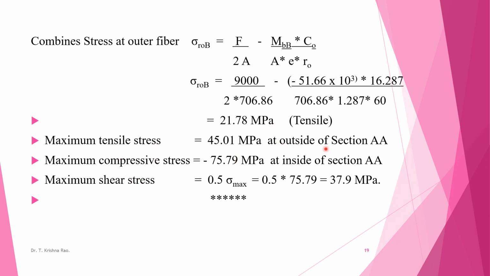Which tensile is maximum and where is it? Go back and see. The maximum tensile stress happens to be 45.01 at the outside of section AA. Maximum compressive stress is minus 75.79 at the inside of section AA. After that, the shear stress is always 0.5 into sigma max. Out of these two, whichever is maximum, neglecting the negative sign, then we get the maximum shear stress.